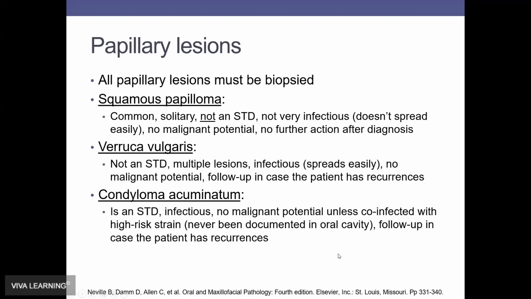The condyloma acuminatum is a sexually transmitted infection. I'm writing disease here, but the proper term is STI now, sexually transmitted infection. It's infectious, so it does spread easily. These do not have malignant potential unless they're co-infected with a high-risk strain. That's never been documented in the oral cavity, but that doesn't mean it can't happen. But having a condyloma in and of itself does not put the patient at an increased risk for HPV-driven oral cancer. I do point out which of these are sexually transmitted infections because it does matter.